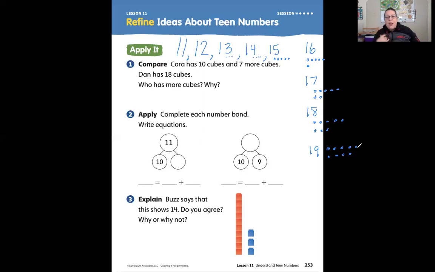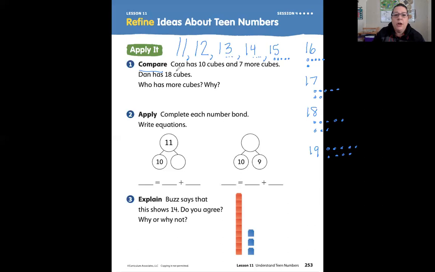Thank you for writing when I write. That will help you when you get older, as you get into numbers with the hundreds and the thousands, that if you can write this evidence down, you are going to rock it when you are older and the numbers get harder. So here it says apply it.